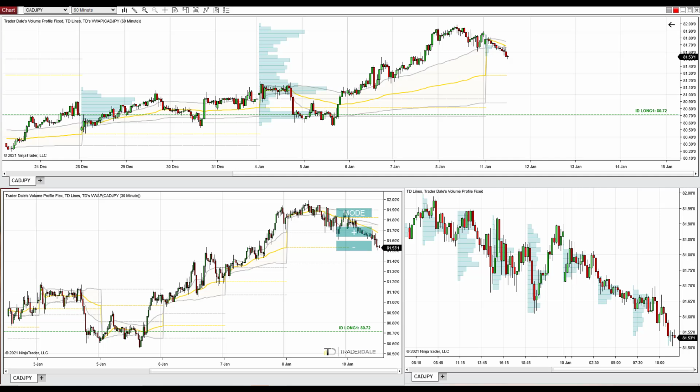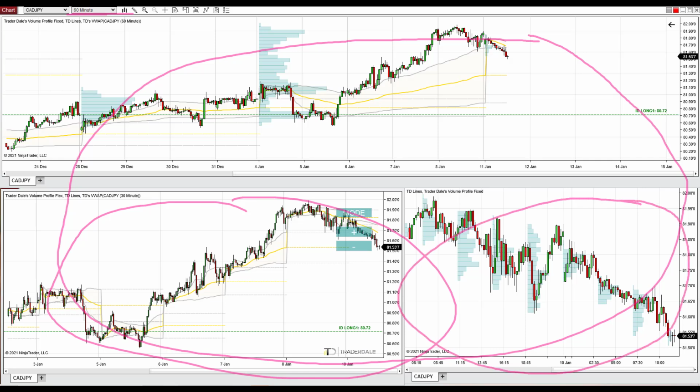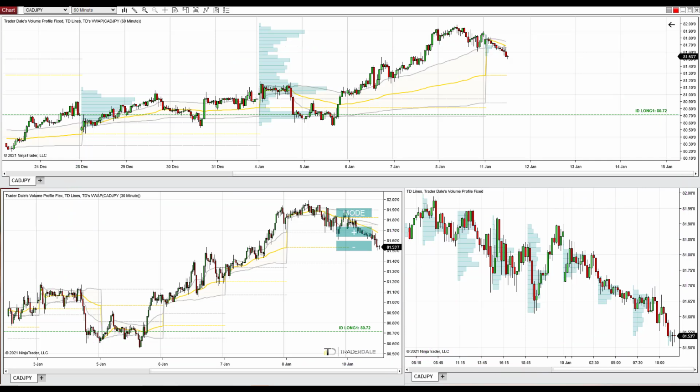The first trading idea is a day trading idea on Canadian dollar, Japanese yen. What you see before you is the Canadian dollar, Japanese yen on all those three charts. Those charts are linked, which means they always show the same trading instrument. This is a 60-minute chart, this is a 30-minute chart, this is a 15-minute chart. Now let me show you what the trading idea is based on. Let me start with the 60-minute chart.